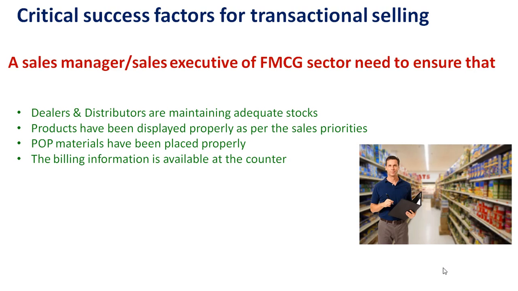So let's assume you are a sales manager or sales executive for a fast moving consumer goods company. You need to ensure the following factors. The dealers and distributors are maintaining adequate stocks. The products have been displayed properly as per the sales priorities. Some of the products may be high margin products for you, some may be low margin products, and some products of your organization you want to actively promote, so you have to place those products in the shelves accordingly so that the product of your highest priority catches the attention of the consumer first.